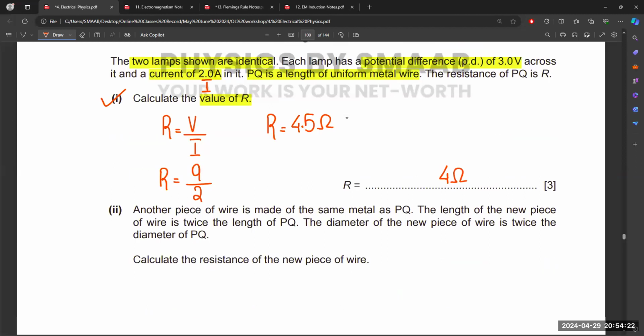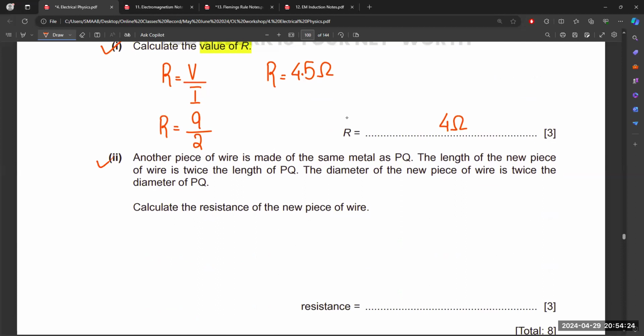Round of 4 amperes. Another piece of wire is made up of the same metal as PQ. The length of the new piece of wire is twice the length of PQ. The diameter of the new piece of wire is twice the diameter of PQ.